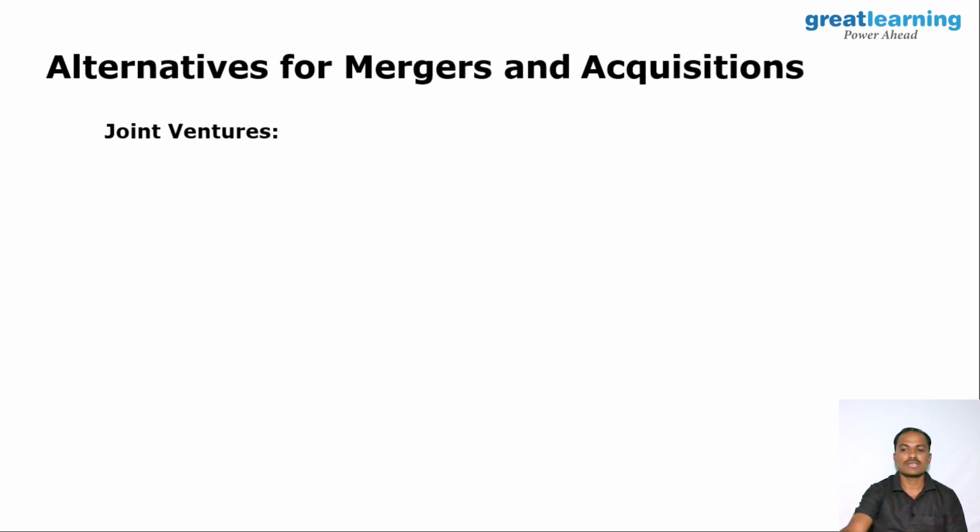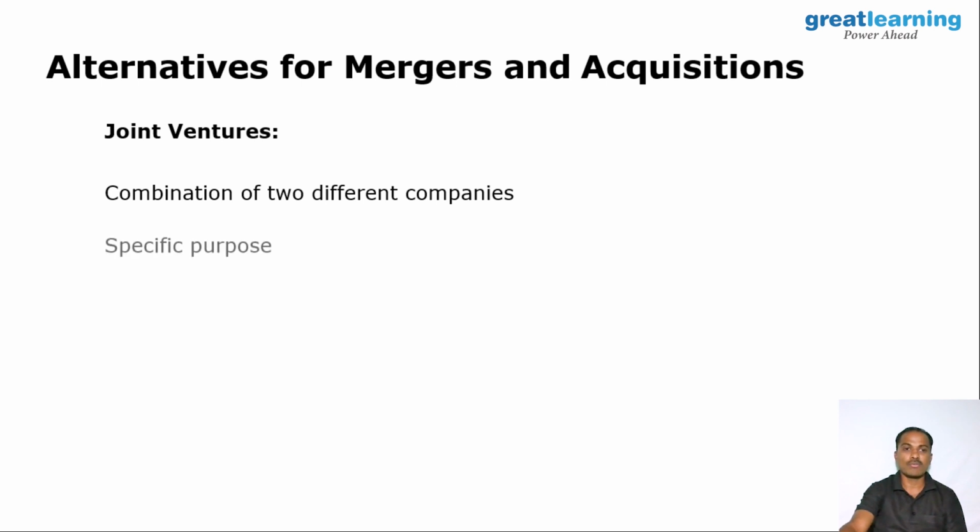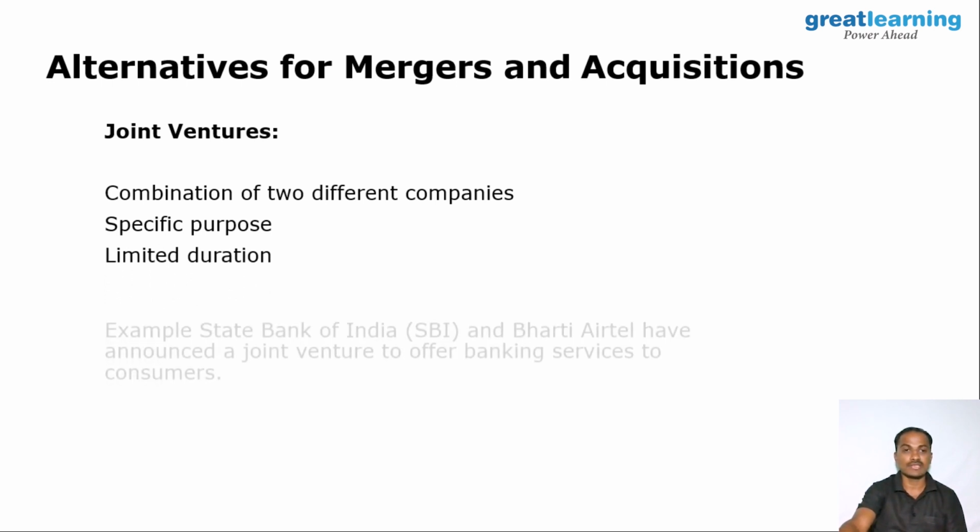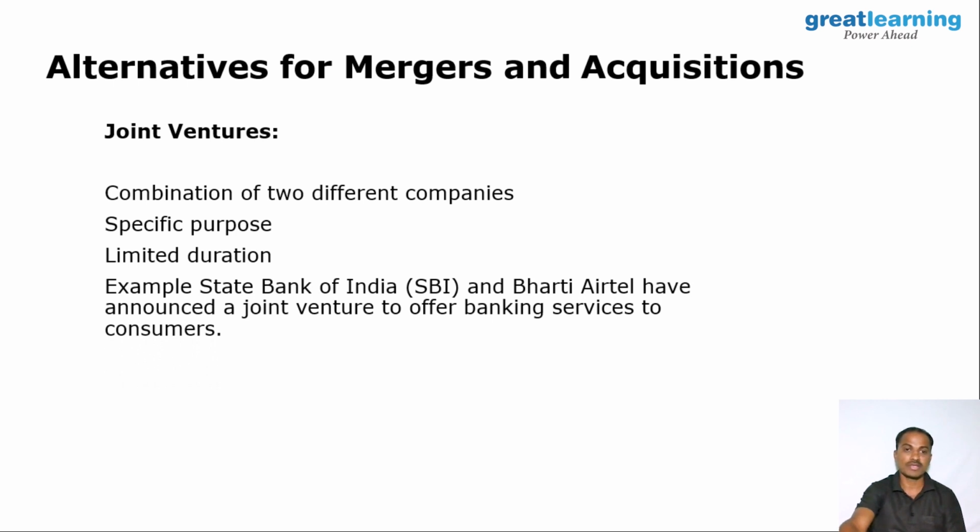Joint venture is a best alternative for merger and acquisition. If the company doesn't want to merge or acquire another company, they can go for joint ventures. In a joint venture, companies come together to form an entity for a specific, definite reason, and this is for a limited duration. It is not going to be a lifetime activity. For example, State Bank of India and Bharti Airtel have announced a joint venture to offer banking services to consumers. So this is an example for joint venture.